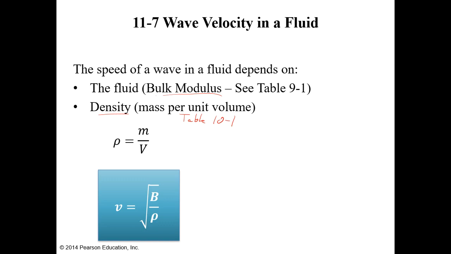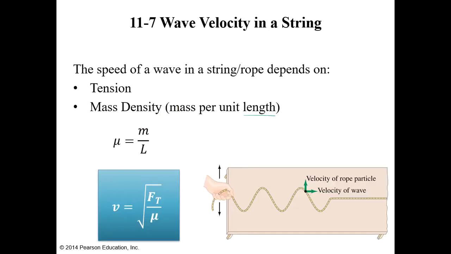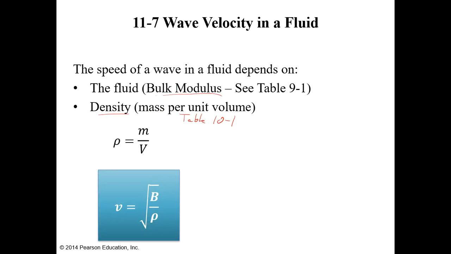Now, how do we calculate the velocity of the wave? Well, that's going to be the square root of the bulk modulus divided by the density. Now compare this to what it was for the transverse wave. It's very similar. For the transverse wave, it's square root of tension divided by mass density, or length density. But for a fluid, it is square root of bulk modulus divided by the actual volume density.